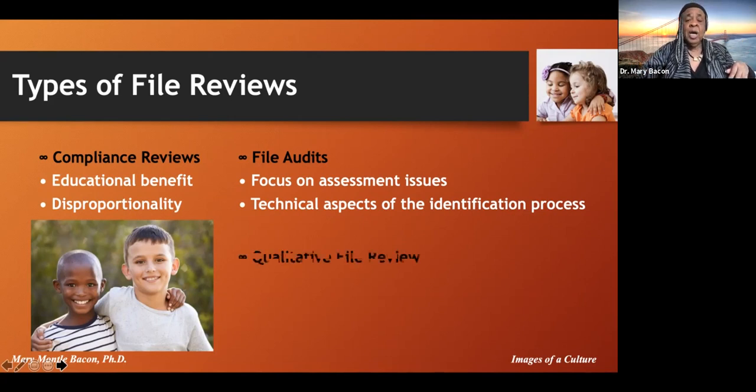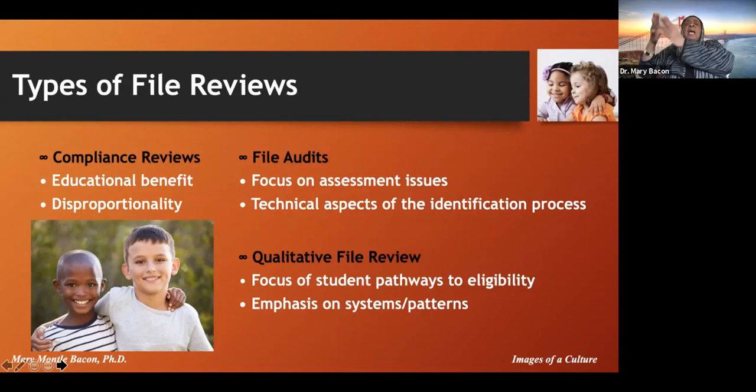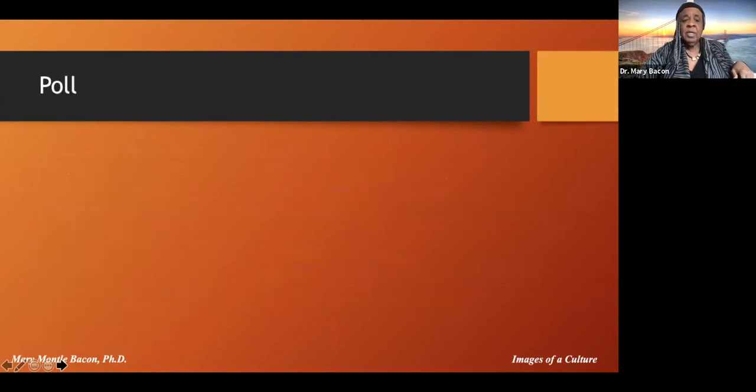The one we're going to be talking about today are qualitative file reviews. And what qualitative file reviews do is they focus on the student's pathways to eligibility. Their emphasis, which you're going to hear me say over and over again, because I think it's very important, is to get out of the vision of compliance reviews that looks at individual students and move into a focus on the file review that emphasizes systems and patterns of determining eligibility for services.